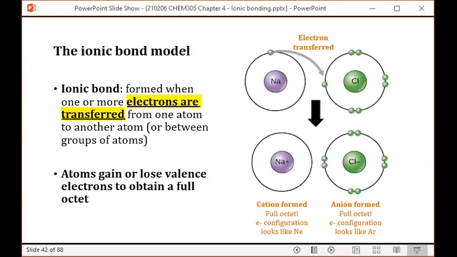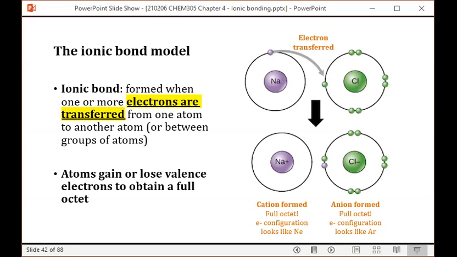A quick review of the ionic bond model that we've been talking about in Chapter 4. Ionic bonds are formed when one or more electrons are transferred from one atom to another atom or between groups of atoms. So according to our two key concepts of bonding, atoms are going to gain or lose the valence electrons to obtain a full octet when forming ionic bonds.